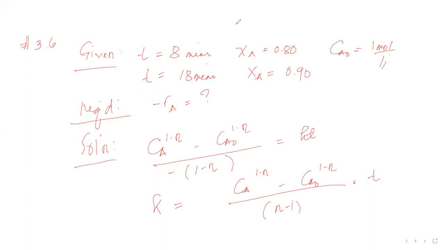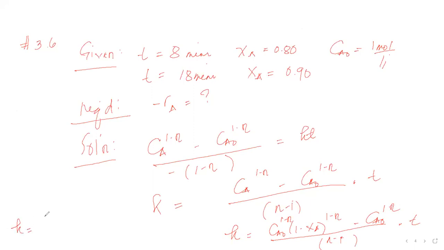Now we will substitute the values that we got here. Again, you are given conversion, so there's a need for you to derive. Anyway, it's easy. You just change the CA to CA0 times 1 minus XA, raised to 1 minus n, and this is 1 minus n. You have CA0 raised to 1 minus n over n minus 1 times t. You need to change because the provided data is in terms of conversion. CA0 is equal to 1, so anything you multiply it with would simply be equal to 1. So I'll place it here.